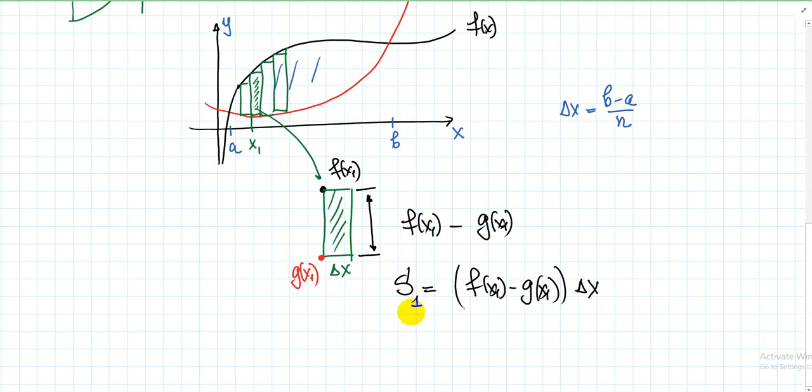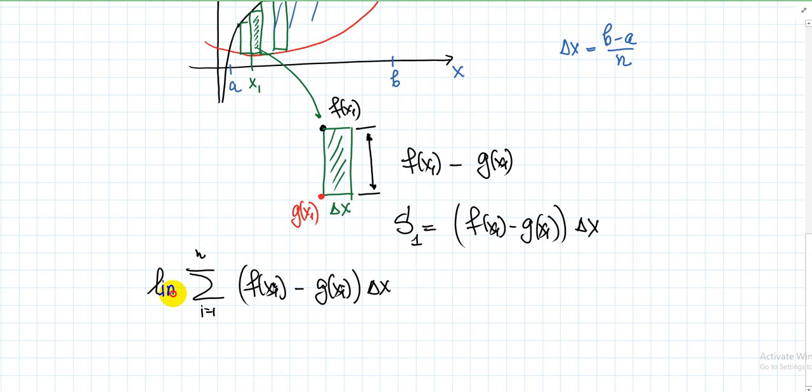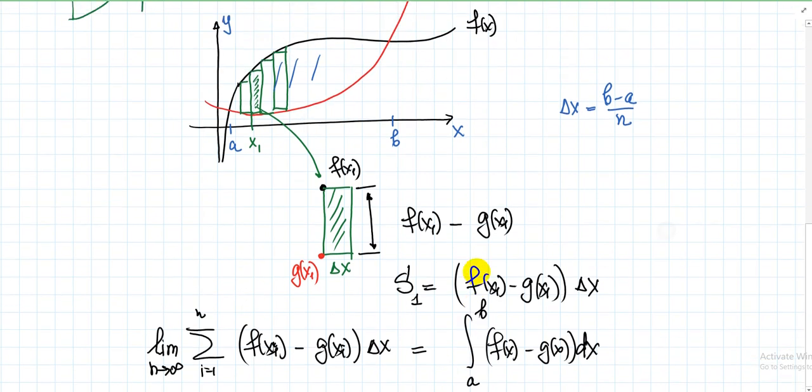So if I would like to find the total area between these two curves, we need to sum all the areas of the rectangles, right? So we need to write the sum of f of x_i minus g of x_i multiplied by delta x, i goes from 1 to n. So when we take the limit when n goes to infinity, or delta x goes to 0, this gives us the integration of f of x minus g of x dx, x changes from a to b. Okay? This is the idea.